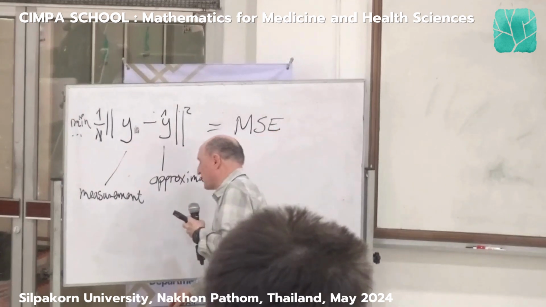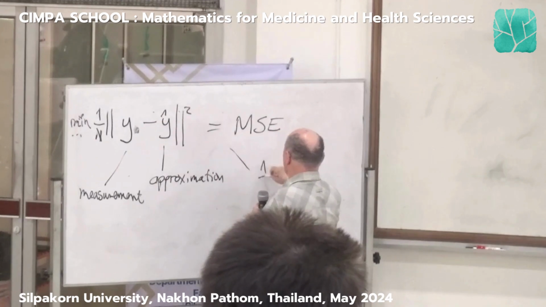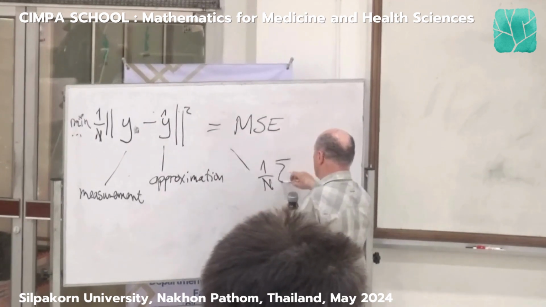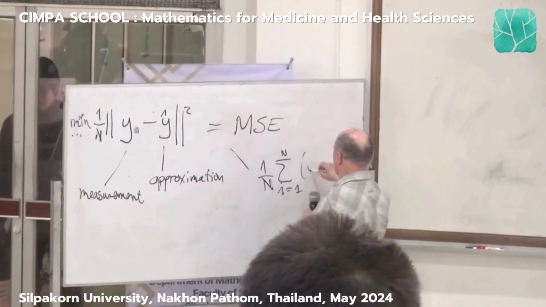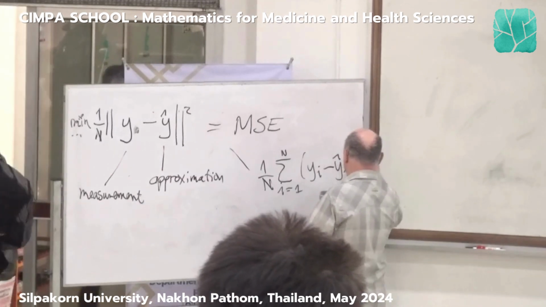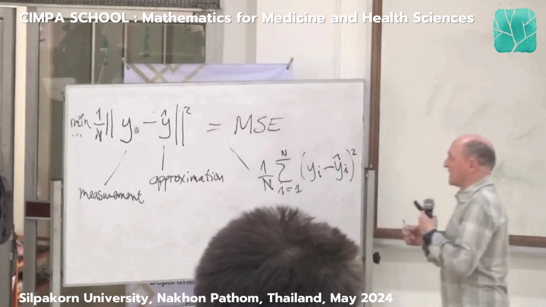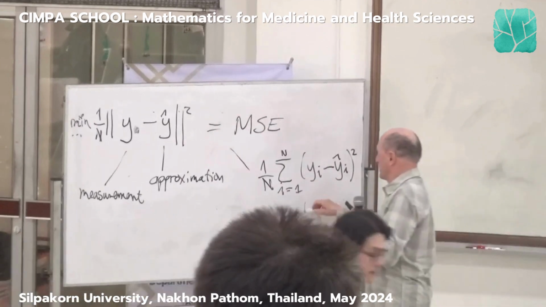If I would write it out, it's a Euclidean norm. It's 1 over n, the sum from i equals 1 to n of y_i minus y hat_i, squared. That's the mean square error.